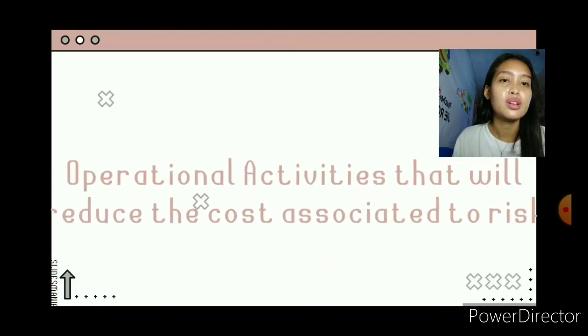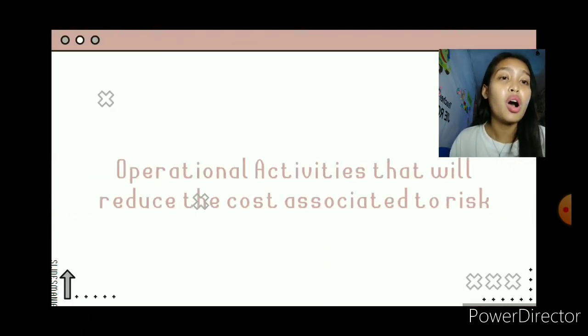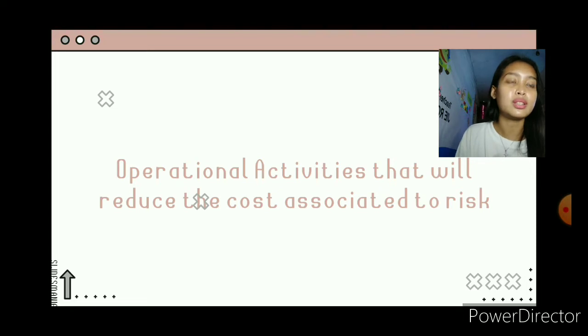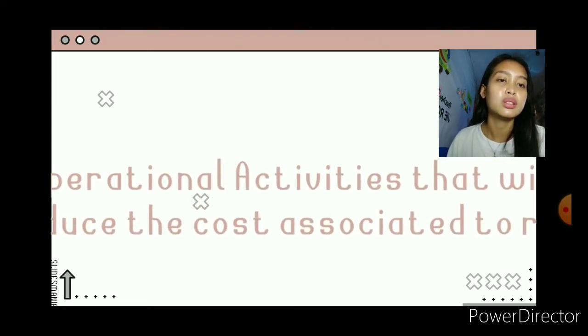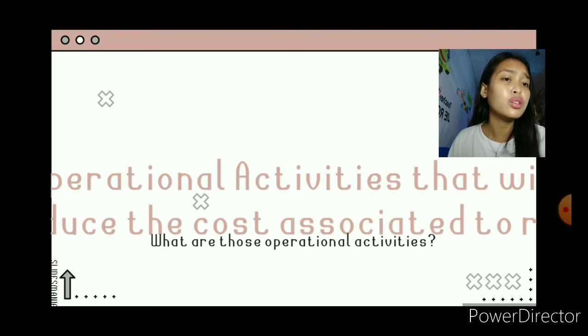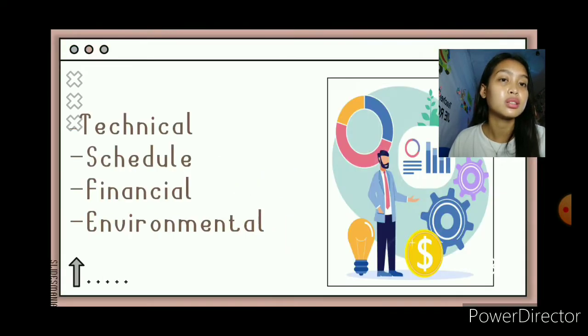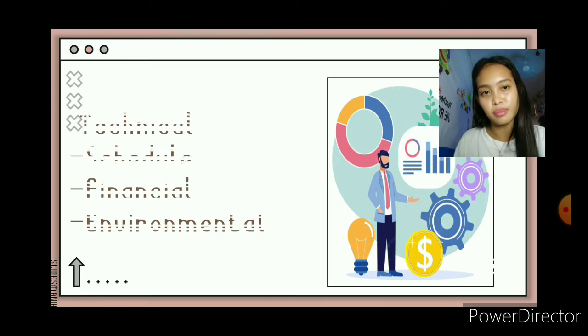Next, operational activities that will reduce the cost associated to risk. So we are now moving on to the operational activities, because we are done with the financial activities. Next, what are those operational activities? So those are the technical, schedule, financial, and environmental.